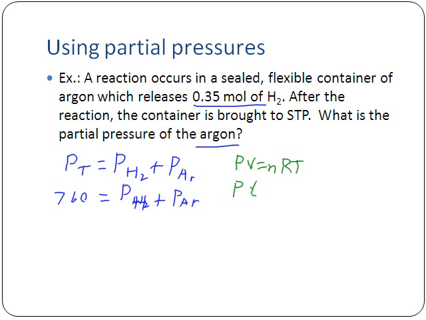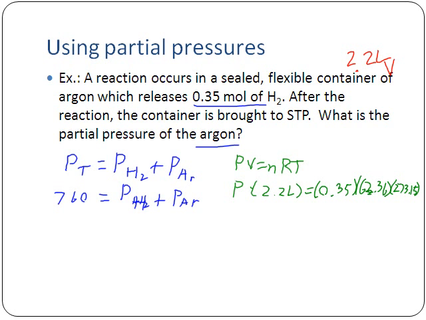Looks like I forgot to put in what the volume of this container is. So let's say that the sealed flexible container is 2.2 liters. That'll make this actually doable. We couldn't do the problem otherwise. So the volume is 2.2 liters, equals n, the number of moles of hydrogen, 0.35, times R, which is 62.36, and then times the temperature, which is STP, so that would be 273.15.